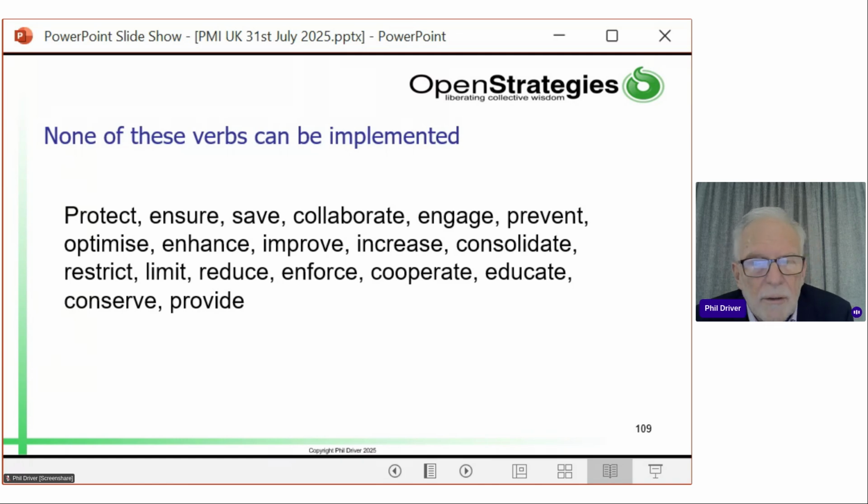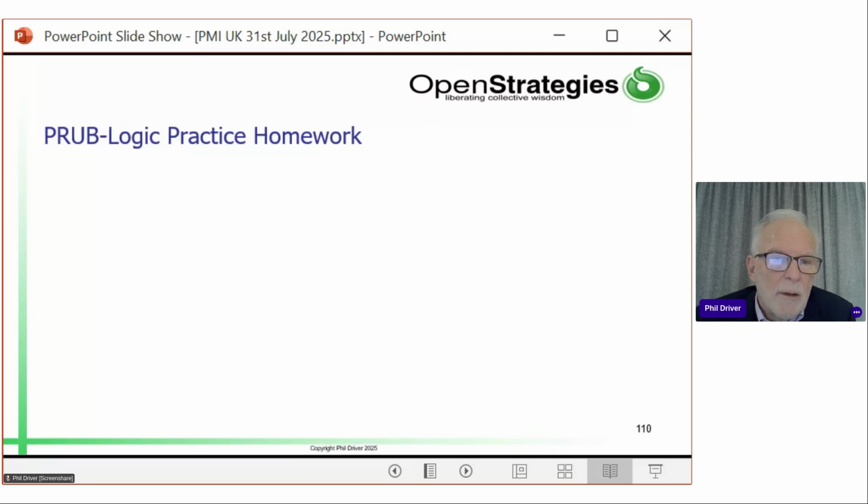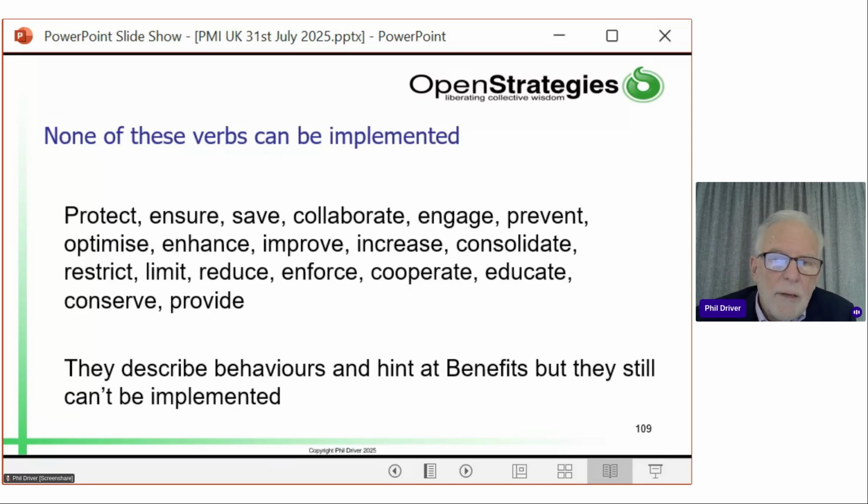You cannot collaborate. You can do something in a collaborative way, but collaborate is not a verb that you can implement, and so on with all of those words. And yet look at those words, those are the words that dominate strategy documents. They cannot be implemented. You can read a chapter in my first book, which was Validating Strategies. Chapter 3 was all about the use and abuse of strategy words. Those words describe behaviors and they hint at benefits, but they can't be implemented.